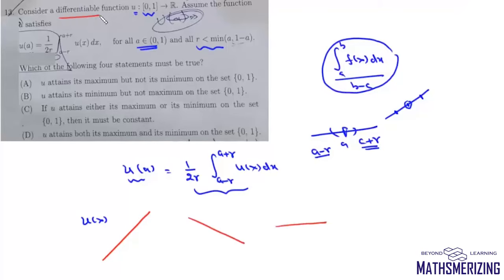Now since it is a differentiable function in the closed interval 0 to 1, it will have a maxima, it will also have a minima, and the maxima and minima will be at 0 or 1. So in either case, it will attain both its maximum and minimum on the set 0 to 1, and that's your option D.